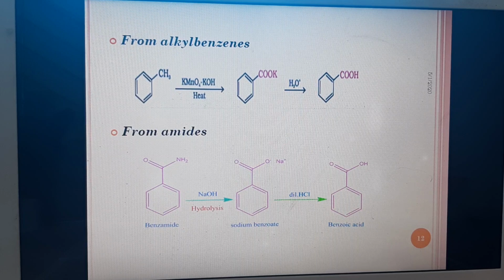So in this reaction, toluene reacts with potassium permanganate in an alkali, that is potassium hydroxide, to form the potassium salt of carboxylic acid. And this potassium salt of carboxylic acid, on hydrolysis, gives carboxylic acid. And irrespective of the alkyl group present in the alkyl benzene, it is converted to the COOH group.